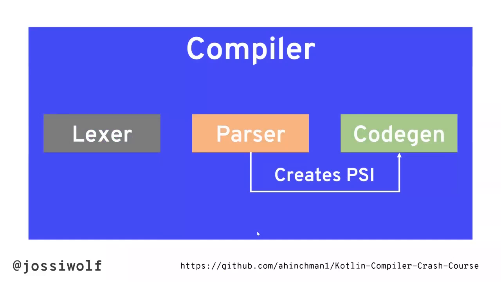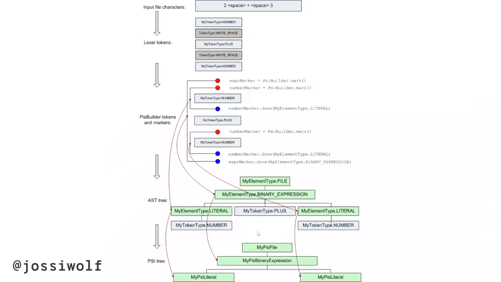Now this is another word which I don't really want to dive into too deep, because it's such a complex topic. PSI stands for Program Structure Interface, and you don't have to understand this graphic. This is just to show you how complex it can be. This is taken from the IntelliJ documentation. So this is why I'm not diving into the PSI too much right now.